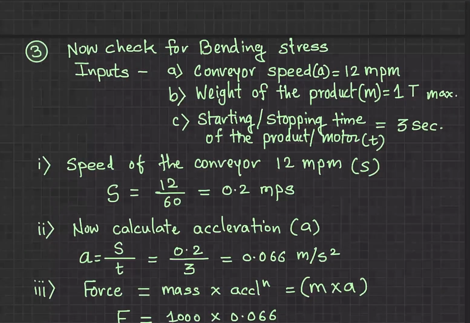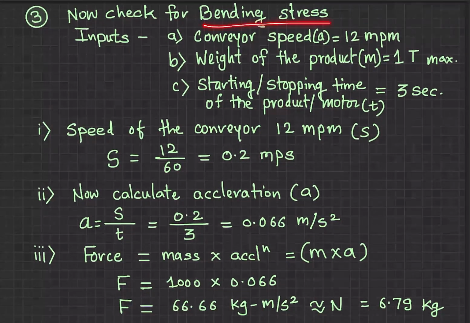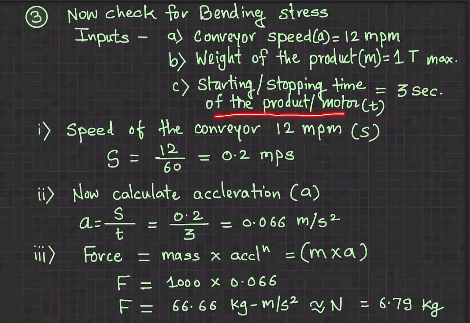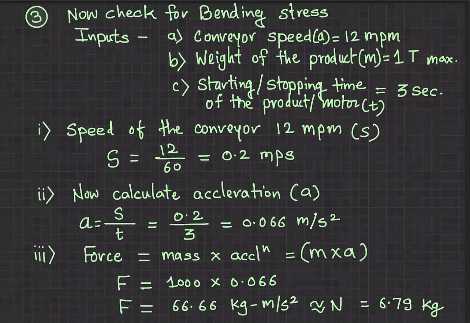Now we will see how to check the bending stress of the column. Here we have given some considerations, where conveyor speed is 12 meter per minute, weight of the product is 1 ton, and starting and stopping time of the product, or you can say motor, is 3 seconds. Here we have considered some different load for better calculation purpose.